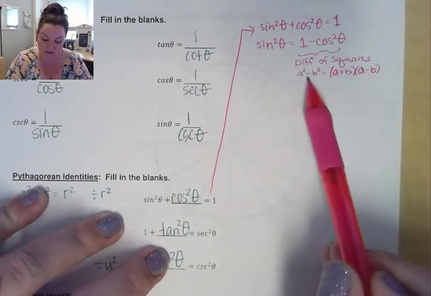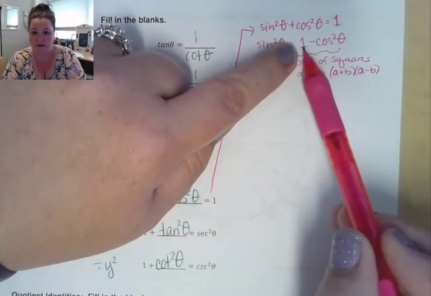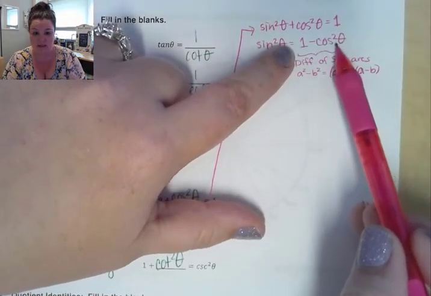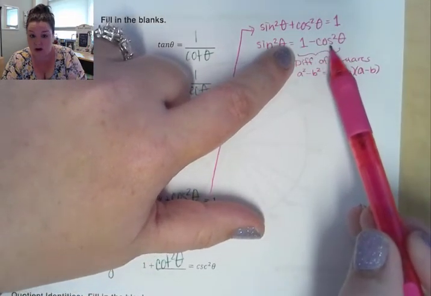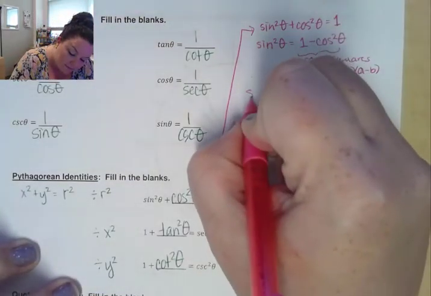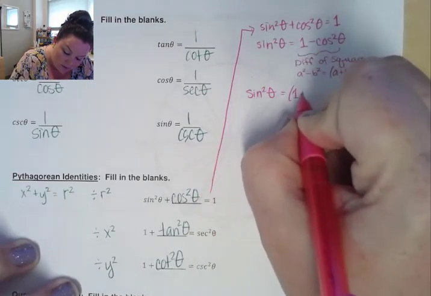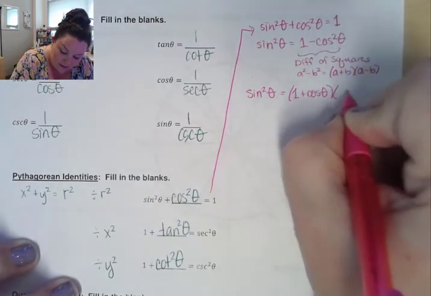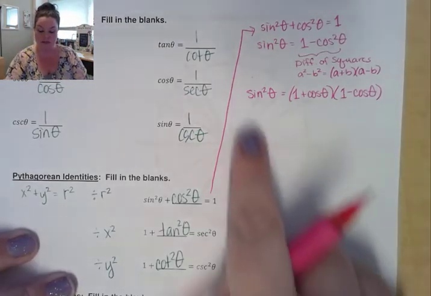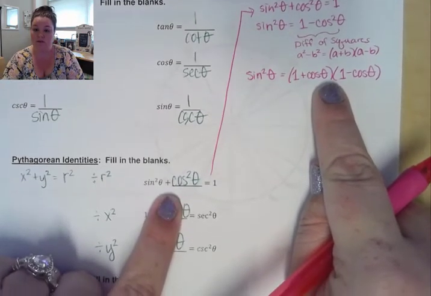So if I apply this to what I have here, right, 1 is a perfect square. My base that I would have to square to get 1 is just 1, right? And then cosine squared theta is a perfect square. And what I would have to square to get cosine squared theta is just cosine theta. So I could rewrite this as sine squared theta is equal to 1 plus cosine theta and 1 minus cosine theta. Okay, so this is another identity that we get from this sine squared plus cosine squared equals 1.